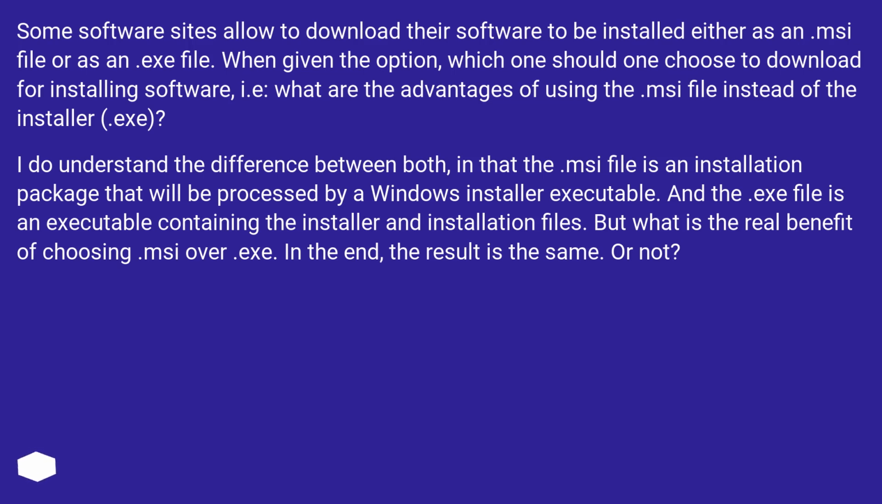I do understand the difference between both, in that the C file is an installation package that will be processed by a Windows installer executable, and the exe file is an executable containing the installer and installation files. But what is the real benefit of choosing C over exe? In the end, the result is the same. Or not?